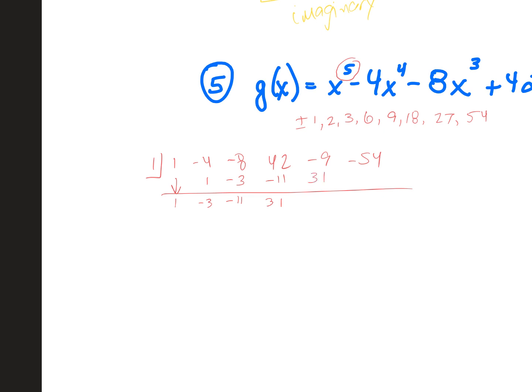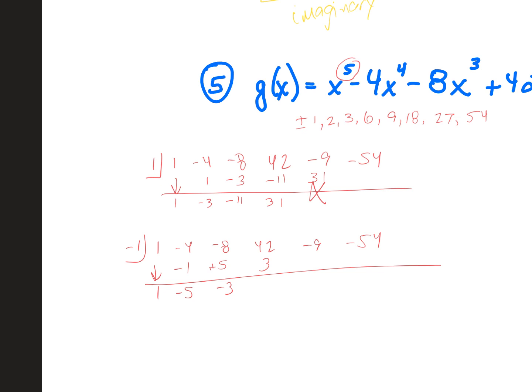Is this going to give me negative 54 to cancel out? No. Let's just go to negative 1. So 1, negative 4, negative 8, 42, negative 9, negative 54. 1 times negative 1 is negative 1. Negative 4 and negative 1 is negative 5. Negative 5 times negative 1 is positive 5. Sorry. Negative 8 and 5 is negative 3. Negative 3 times negative 1 is 3.